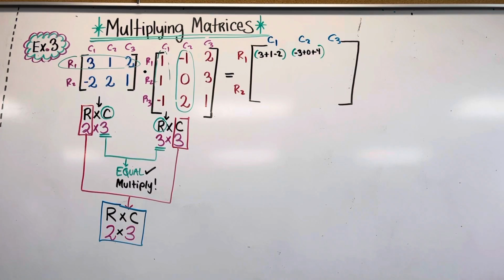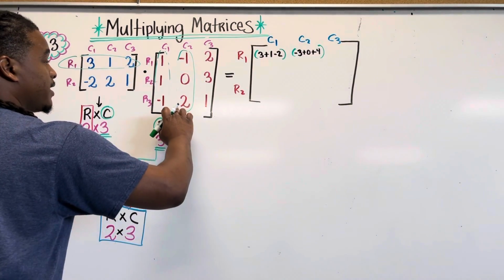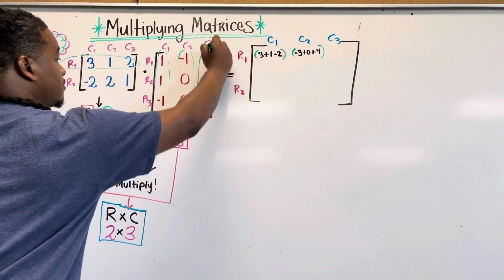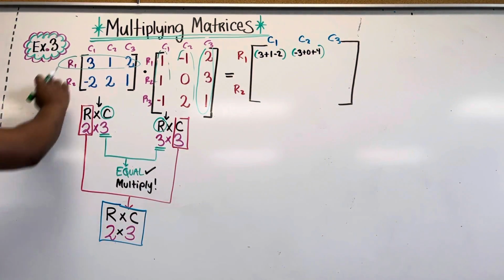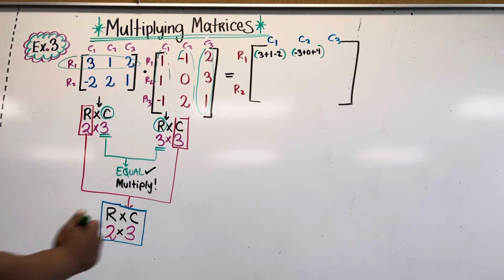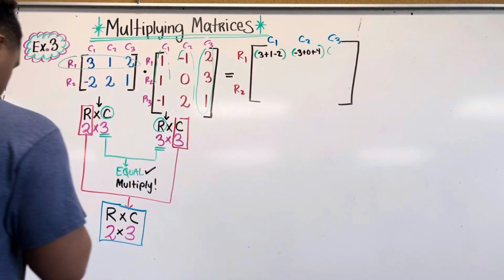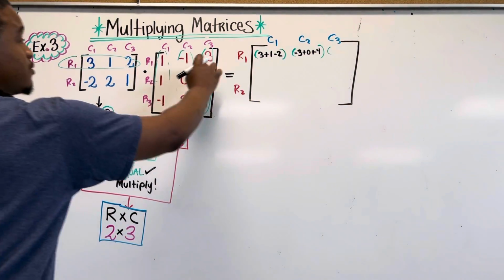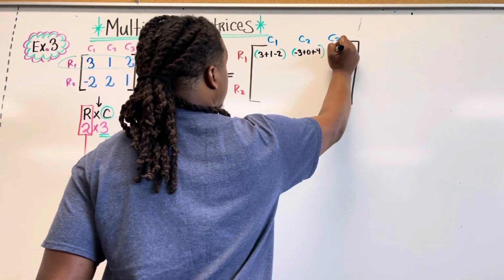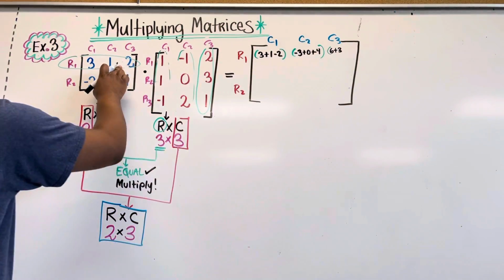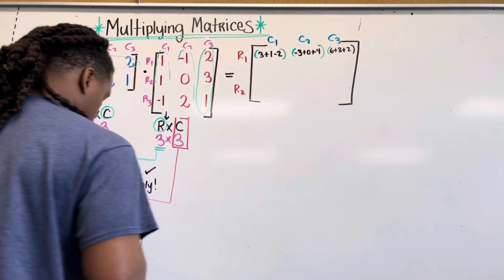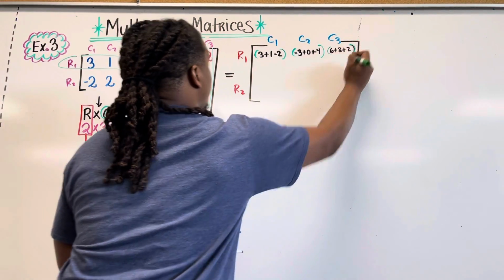Now let's go to the third column. Same thing, I still have the same row, and now I'm multiplying it by the third column of the second matrix. I have 3 times 2, which is 6. 1 times 3, which is 3. 2 times 1, which is 2. Now I'm done with the first row.